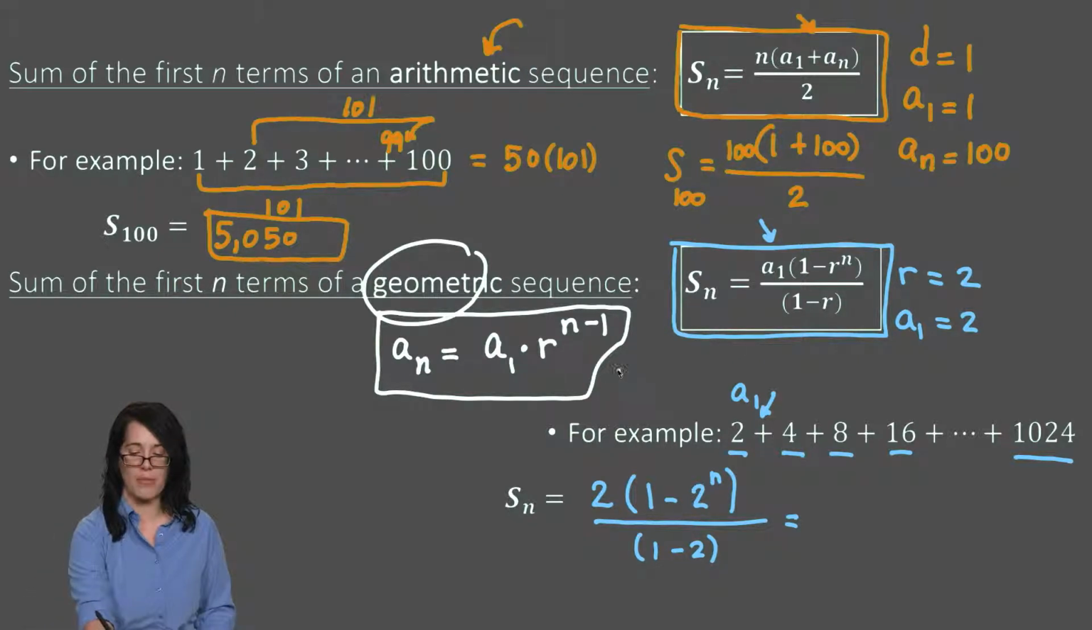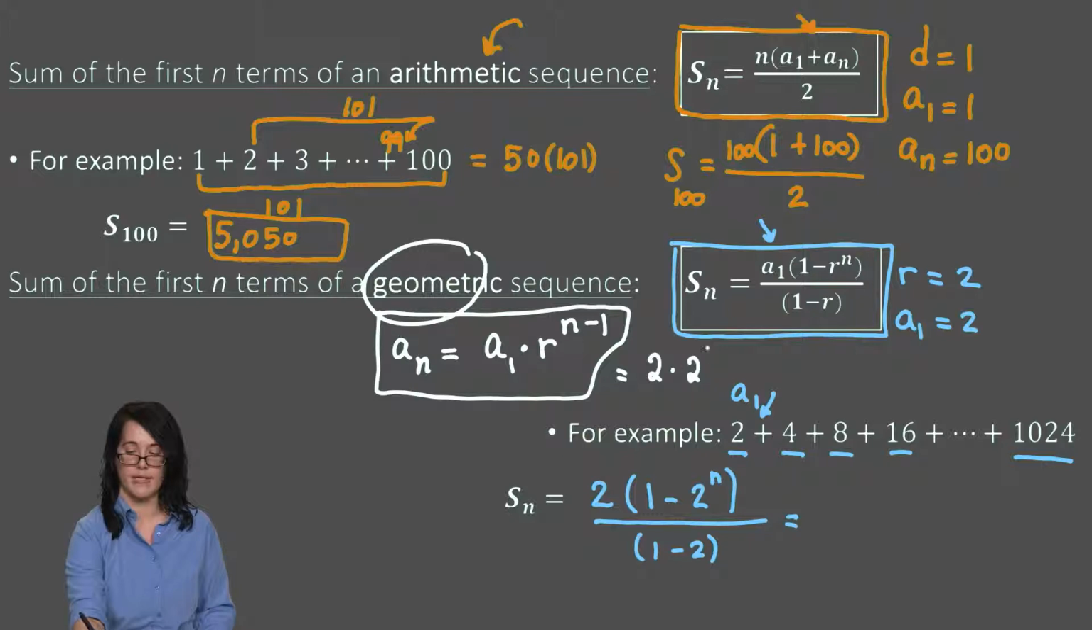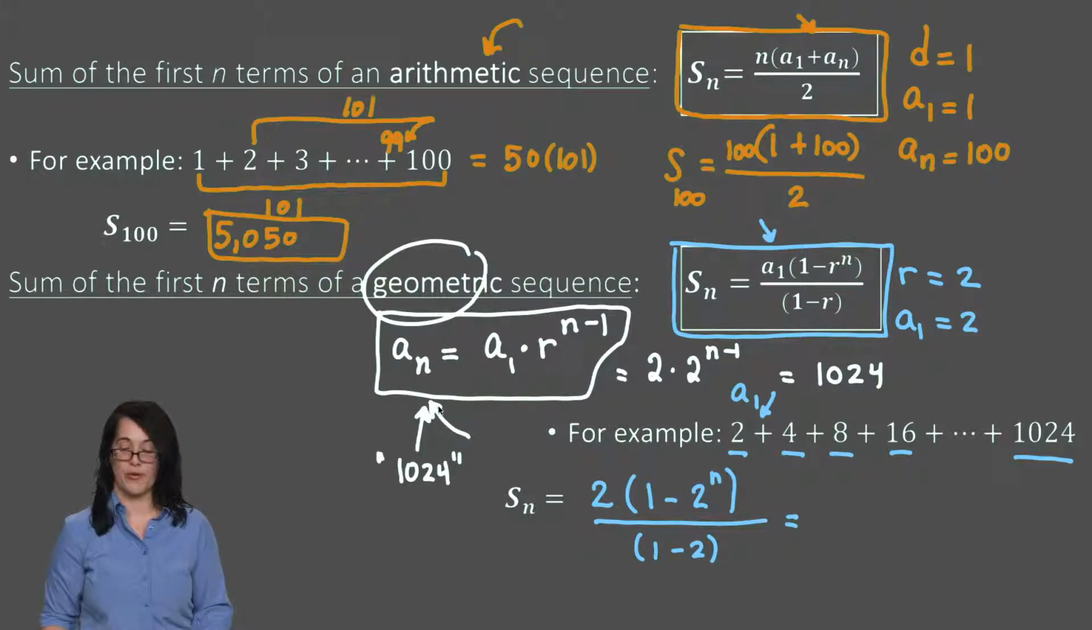Well, we need to know what the pattern is for our general term here. So let's plug and chug. A sub 1 is 2. R was also 2, to the n minus 1. And that whole thing should equal 1024 for the nth term. So our nth term is known to be 1024. Right there. So with that in mind, what do we do? Well, a little bit of algebra would be helpful here. You could either divide both sides by 2 to isolate the exponential piece, or my preference would be to know my power rules for exponents.